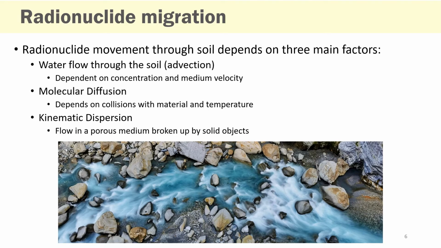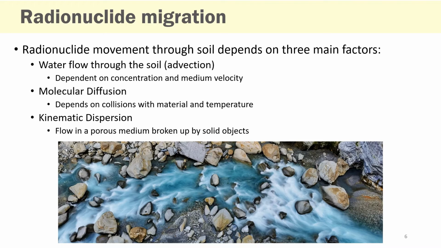Advection, which is water flow through the soil. This is completely dependent on concentration and medium velocity. Molecular diffusion, which occurs when a population of microscopic objects, atoms, molecules, or electrons collide with obstacles in the medium. Or kinematic dispersion, and this is how much flow in a porous medium is broken up by solid objects that constitute the skeleton of the medium.